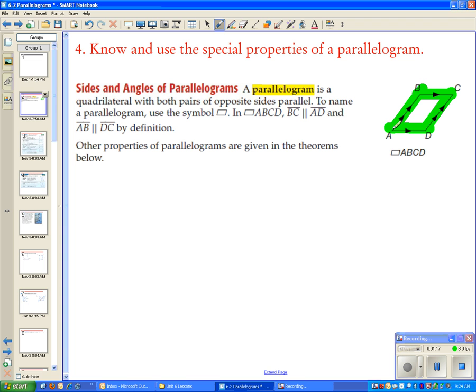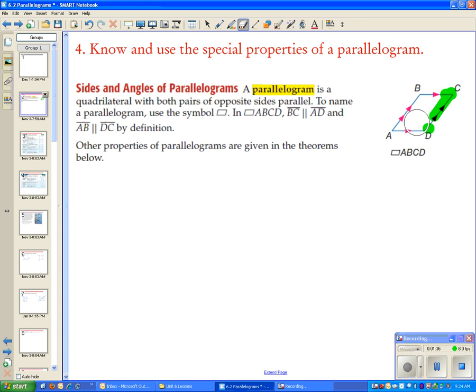And it's got to be both, because there are other things that we're going to study later called trapezoids that have one pair of parallel sides. They look more like this. Okay, where those would be parallel. So it's got to be both pairs of sides, both pairs of opposite sides parallel.